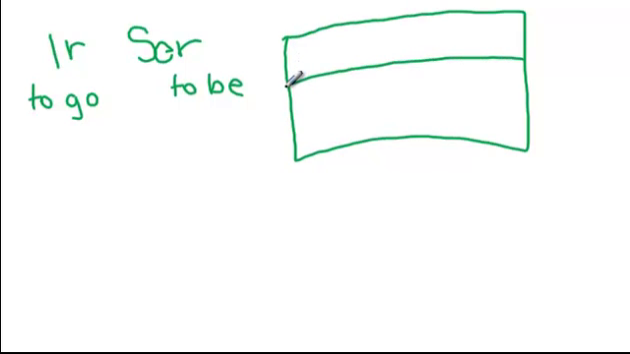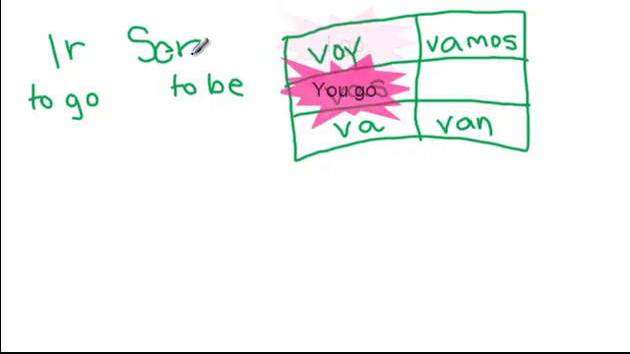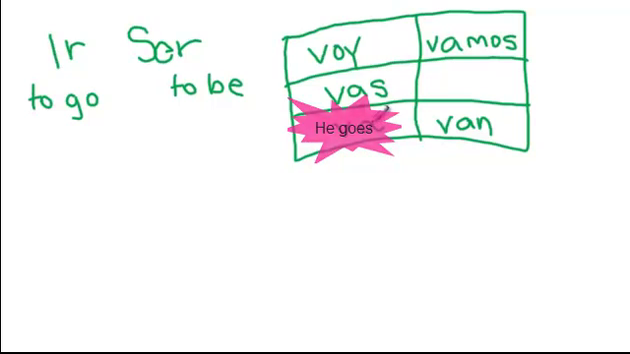To conjugate ir in the present, we would always say yo voy, tú vas, él o ella va, nosotros vamos, and ellos van. So yo voy means I go, tú vas, you go, él o ella va, he or she goes. So that is reviewing how to conjugate ir in the present.